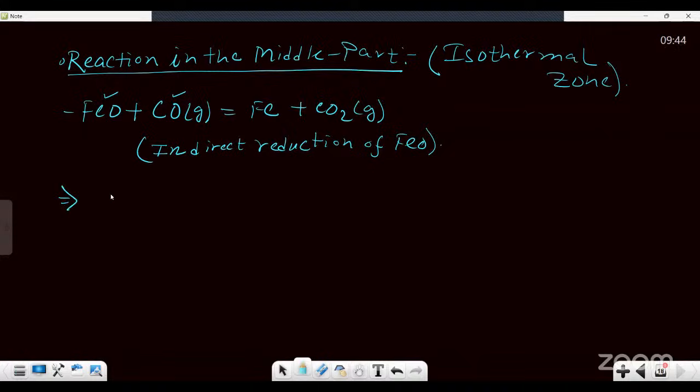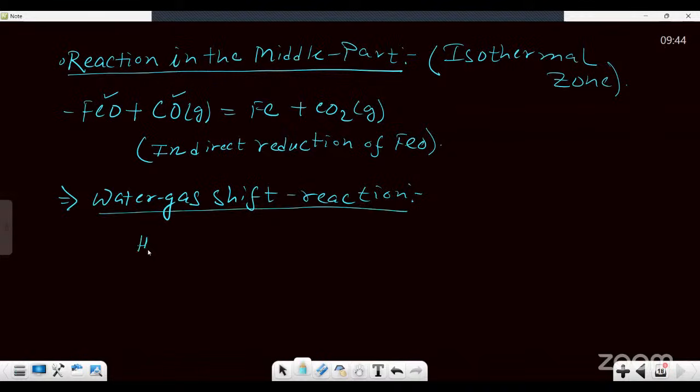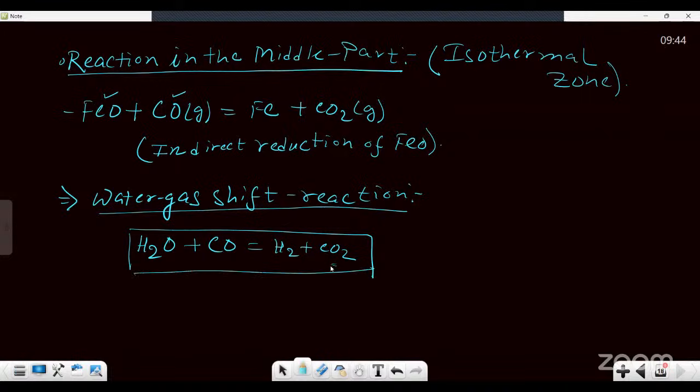And there is another reaction which we call the water gas shift reaction. So what is this reaction? The high temperature water steam, when it comes in contact with the CO gas, carbon monoxide gas, is going to get converted to H2 plus CO2. Okay. So this is also how CO2 is produced inside the blast furnace. This we call the water gas shift reaction.